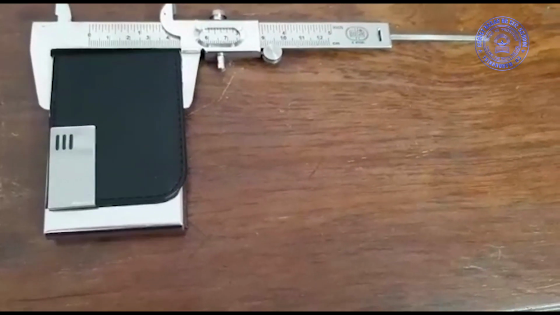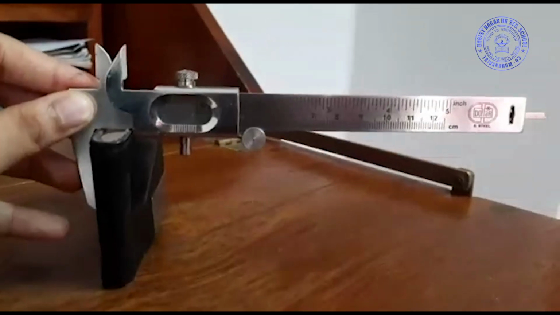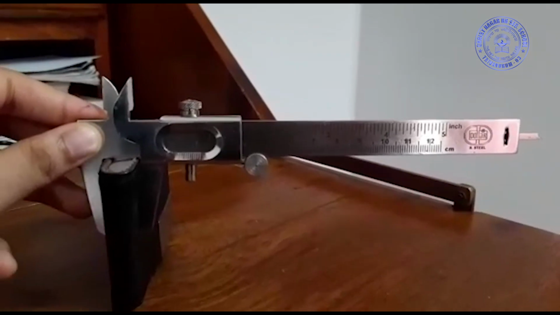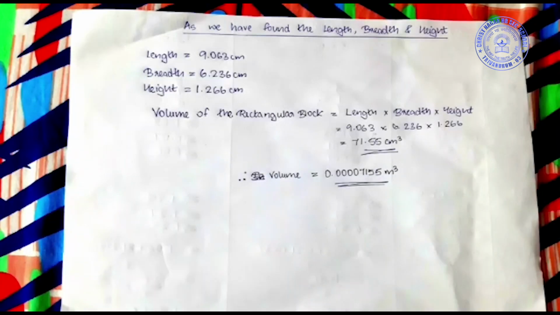Same way we have to measure the breadth of the rectangular block by holding the block like this, and the thickness by holding it like this. Now we got the length, breadth and height of the rectangular block. Therefore, the volume of the rectangular block is equal to length into breadth into height, which is equal to 9.063 into 6.236 into 1.266, which is equal to 71.55 centimeter cube. Thus, the volume of any material can be found out using vernier calipers accurately.